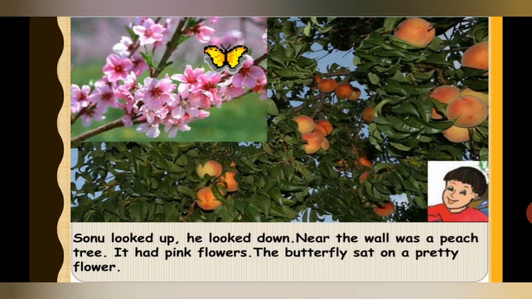Sonu looked up, he looked down. Near the wall was a peach tree. It had pink flowers. The butterfly sat on a pretty flower. Now, Sonu looked here and there. What did he see? He saw a peach tree. Now, peach is a fruit, children, as you know. And there was a peach tree and it had pink flowers. So, the butterfly was sitting on a pink flower now. Now, what did Sonu do?